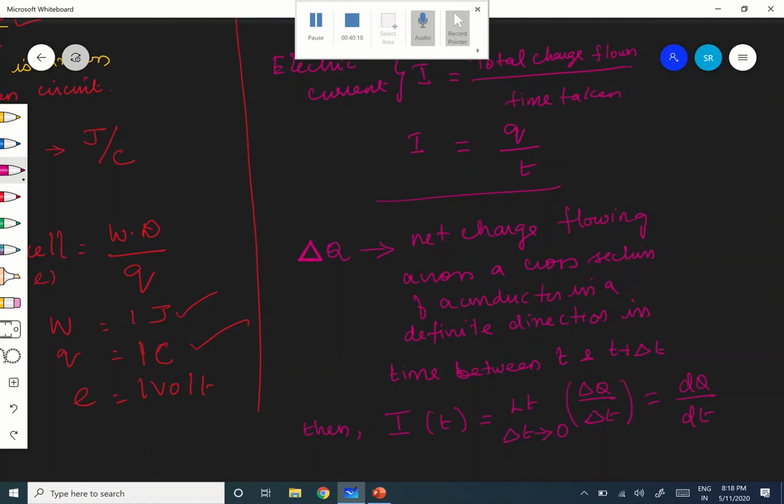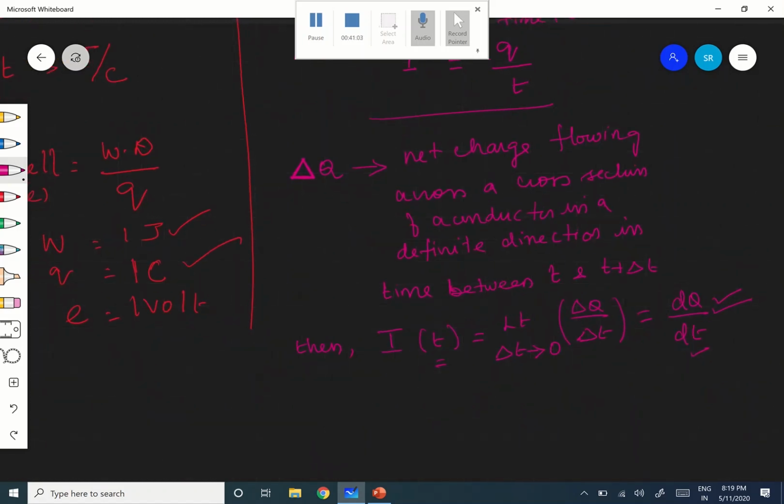Therefore, current through the conductor at any instant is defined as the first derivative of the charge with respect to time, passing through any cross section of the conductor in a definite direction. Once again, I repeat, current through a conductor at any instant is the first derivative of charge with respect to time. Is it clear? So you can express the current in terms of the derivative dQ by dt.